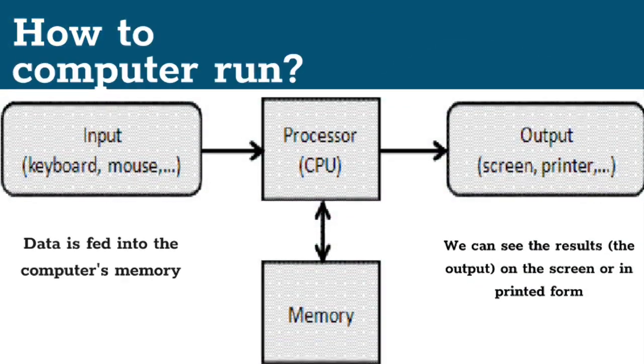First, data is fed into the computer's memory, and then when the program is run, the computer performs a set of instructions and processes the data. Finally, we can see the result, the output, on the screen or in printed form.